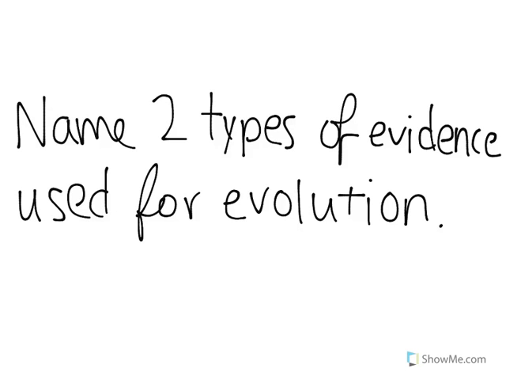I'm an undergraduate at MIT, and today we're going to be doing a few concept questions about evidence for evolution. So first, name two types of evidence used for evolution.